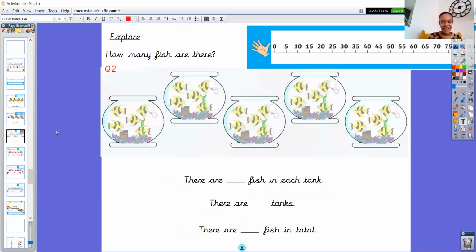Fantastic. Okay, question 2 for you. Again, the same. This time there's fish in tanks. 3 stem sentences. There are something fish in each tank. There are tanks, there are fish in total. Okay, so see if you can fill in those 3 stem sentences. Pause the video now to do that.